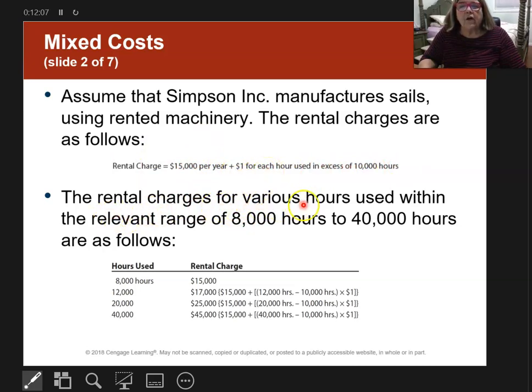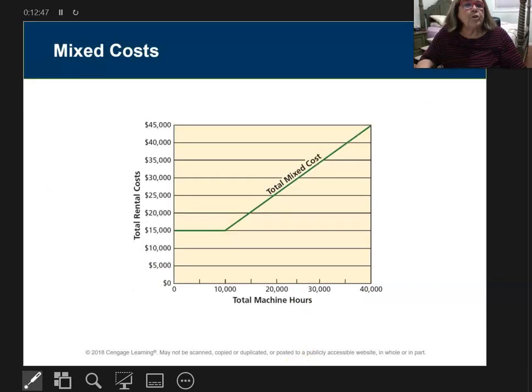So the rental charges for various hours, the relevant range is from 8,000 hours to 40,000 hours. So here the relevant range, the quantity of hours used, from 8,000 to 40,000, and here's what it's going to cost me. If I just use 8,000, it's going to be just the fixed cost. But as I increase over the 10,000 hours right here, I'm now paying the fixed cost plus the dollar per hour over 10,000 to come up with 17,000, and so on down here. So this is basically how I handle mixed cost. And here's our wonderful little chart.